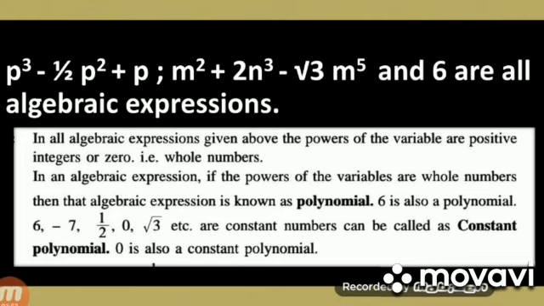In all algebraic expressions given above, the powers of the variable are positive integers or 0, that is, they are whole numbers. In an algebraic expression, if the powers of the variables are whole numbers, then the algebraic expression is known as a polynomial. 6 is also a polynomial. 6, −7, ½, 0, √3, etc. are constant numbers and therefore they are called constant polynomials. 0 is also a constant polynomial.